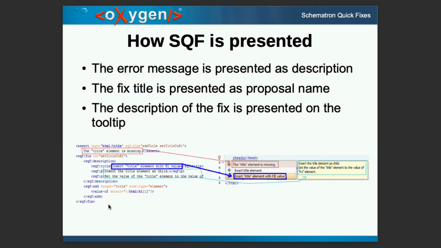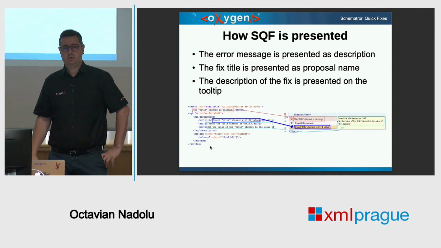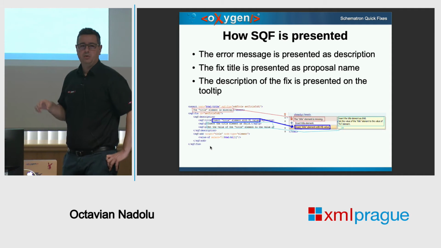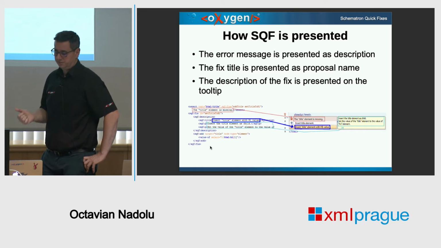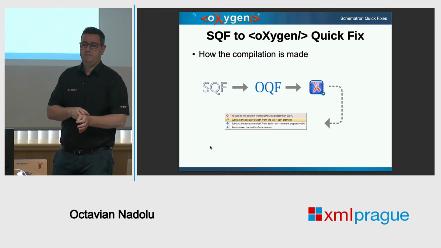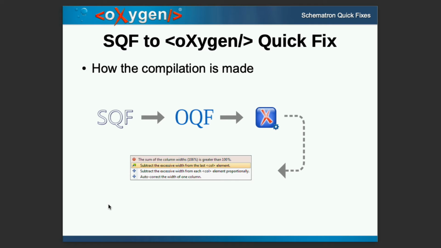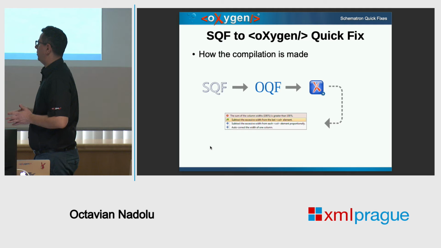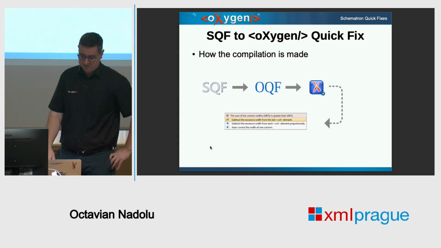How the quick fix is presented depends on the implementation. I have some screenshots here from Oxygen. Nico also has a plugin that is available in Oxygen, but also as a separate plugin, and it presents something similar. So you have the problem, and related to the problem you have the fixes that allow you to select what you want to do. In Oxygen, we compile this SQF language into our format, and then we communicate with Oxygen to present these problems. In Nico's implementation, all is done with XSL, and he generates the fixes from XSL.